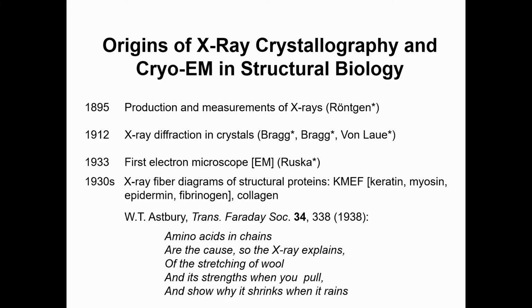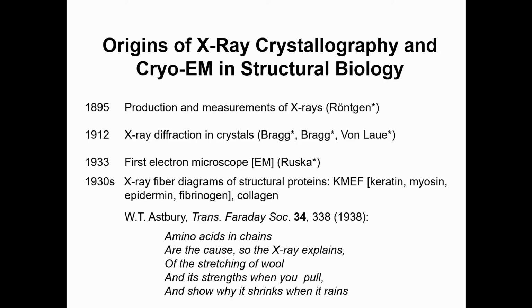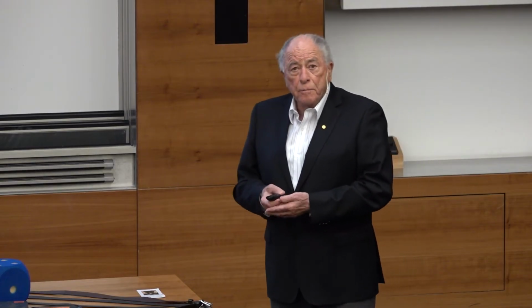And by about 1935, the X-ray fiber diagrams were used to differentiate between different proteins. On the one hand, the KMEF group, that's keratin, myosin, epidermin, and fibrinogen. This is what you see on the outside of your body. And collagen, that is the fibril protein, the structural protein that is used in our tendons.